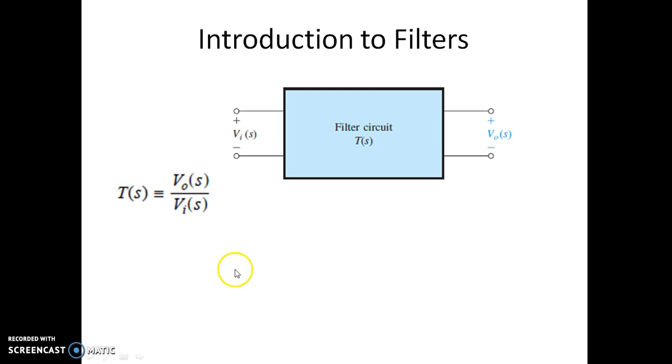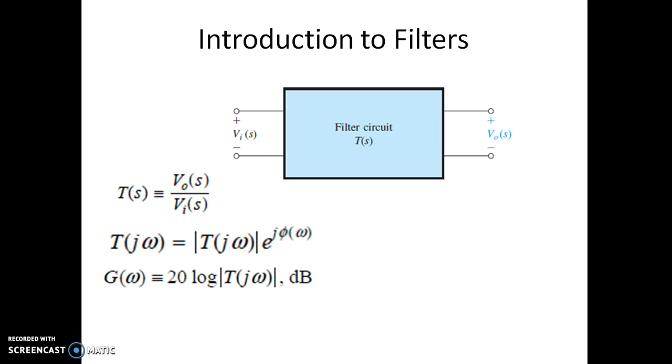A filter is a two-port network, which has an input port where the input voltage is applied, and the output voltage is taken at the output port. T(s) is the transfer function of the filter circuit, given by the Laplace of the output divided by the Laplace of the input voltage. So we can obtain the magnitude of the transfer function, |T(jω)|, and the phase angle is e^(jφ(ω)).